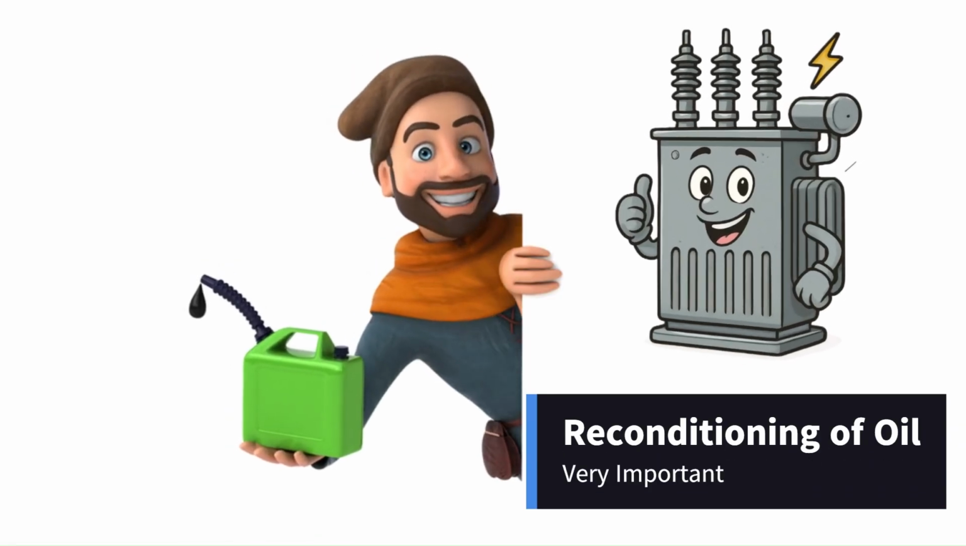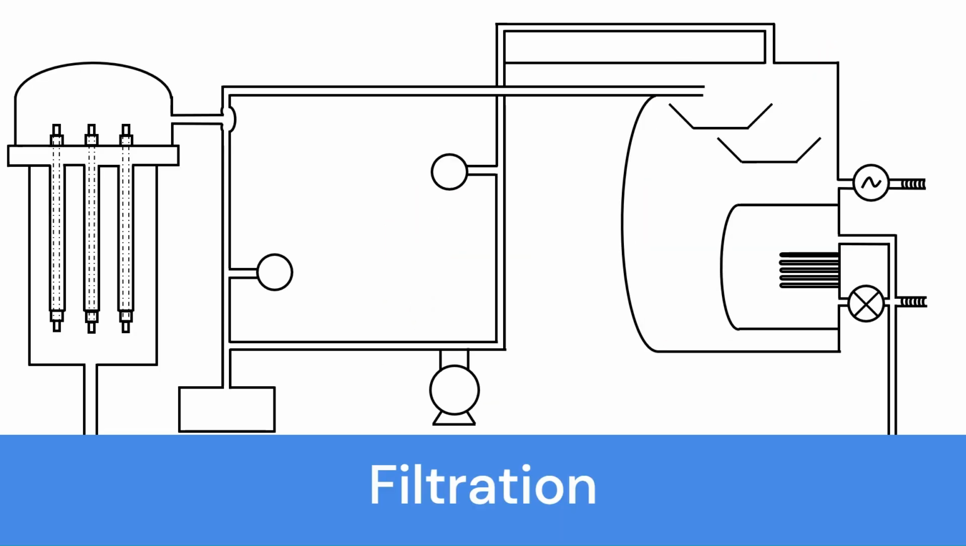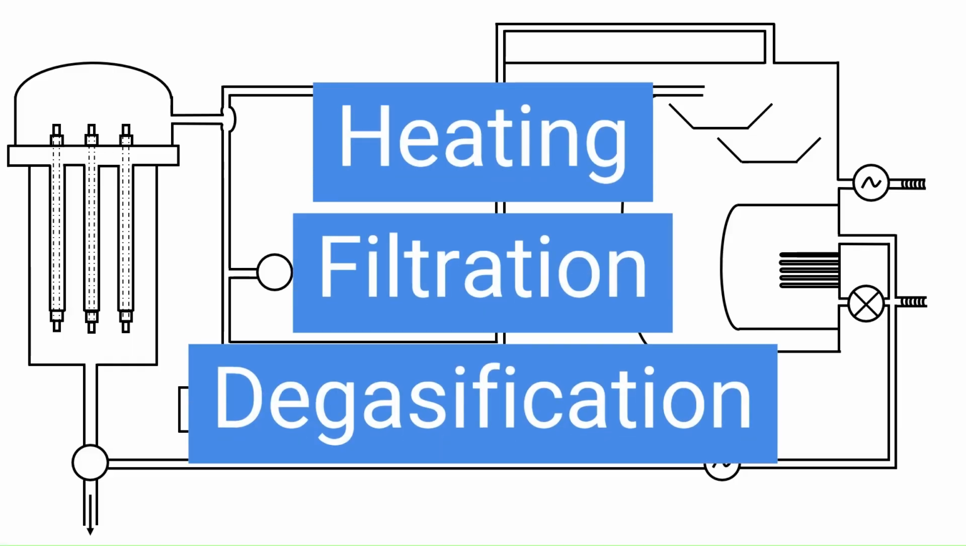Reconditioning of oil is very important. Here you can see the filtration unit used for reconditioning of transformer oil. The reconditioning process is performed in three major steps: heating, filtration and degasification.